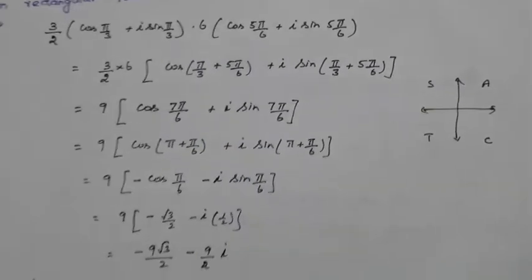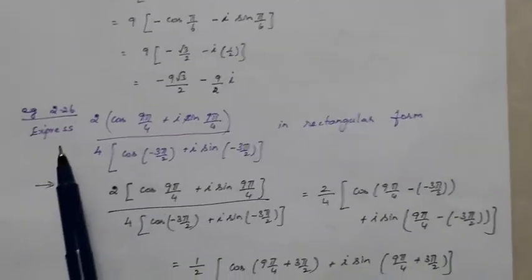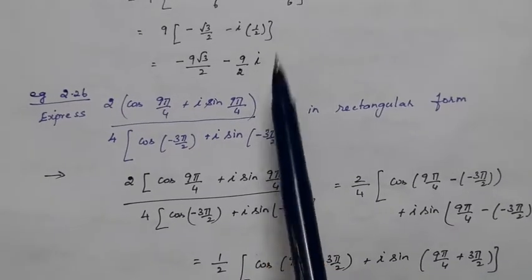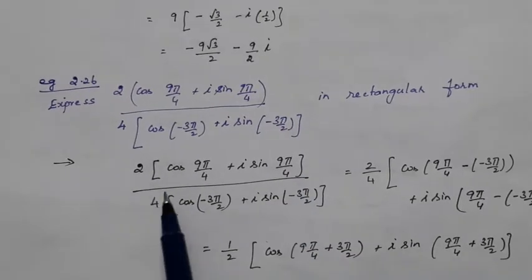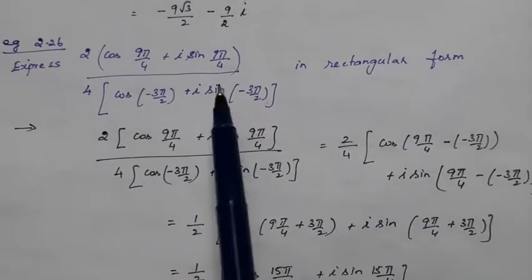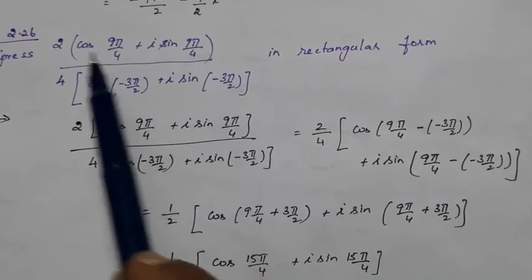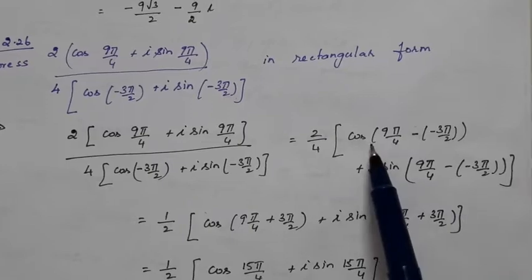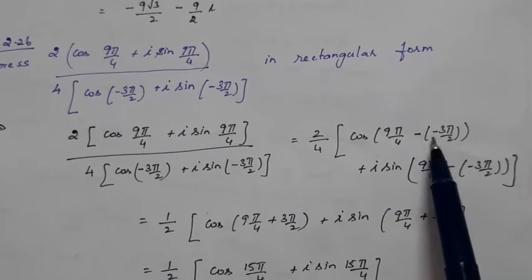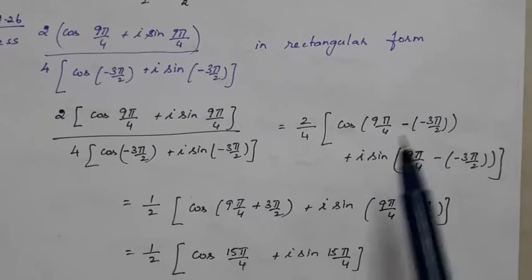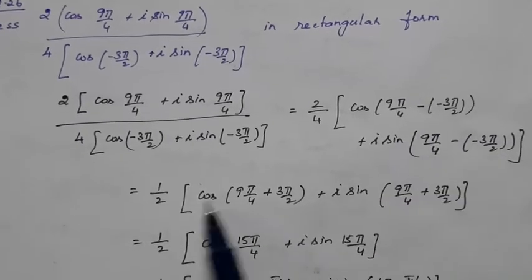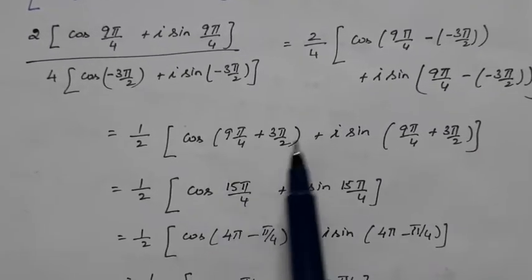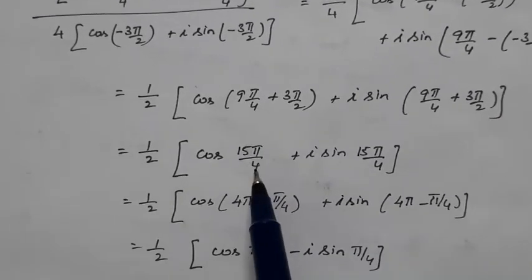Okay. Now coming to the next example 2.26. Express the quotient in the rectangular form. Earlier it was the product and here it is the quotient. Now how will you divide two complex numbers in the polar form? Divide their moduli and subtract their arguments. So 2 by 4 into cos of 9 pi by 4 minus of minus 3 pi by 2. Subtracting the argument, 9 pi by 4 minus into minus is plus 3 pi by 2, plus i sin of 9 pi by 4 plus 3 pi by 2. Now simplifying this, adding this, you will get 15 pi by 4.